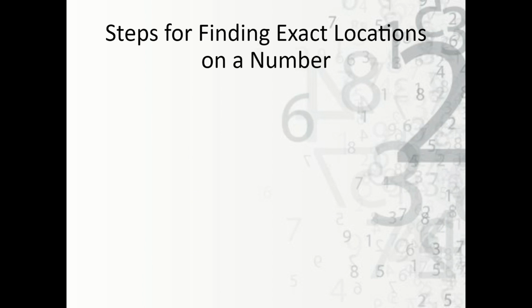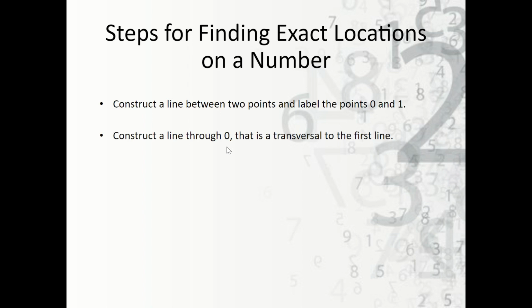Now, here are the steps for finding the exact locations on a number line. First, we construct a line between the 2 points and label the points 0 and 1. So we need to know where 0 and 1 are. Then we're going to construct a line through 0 that is a transversal to the first line. So it's going to pass through 0 and work upward or downward, either way.